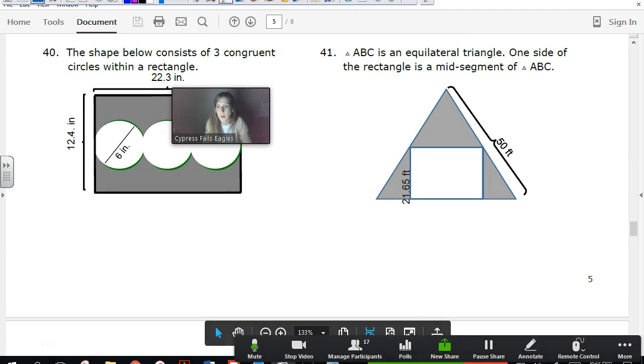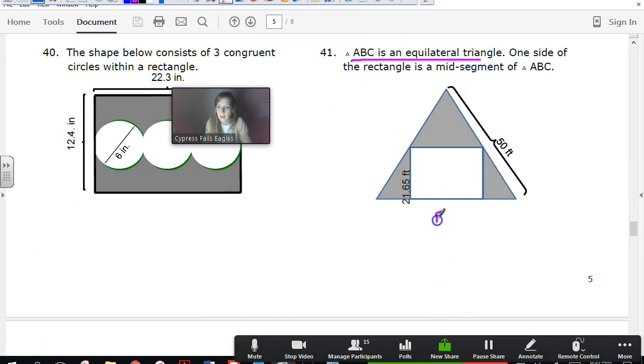We are looking at number 41. Okay, triangle ABC is equilateral. So cool, every side is 50. One side of the rectangle is the mid-segment of ABC. Well, which side looks like it's connecting a midpoint to a midpoint? Y'all can kind of tell, right? Yeah, very good. Very good.